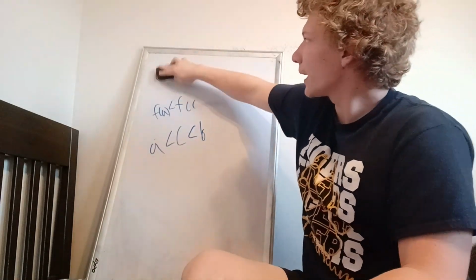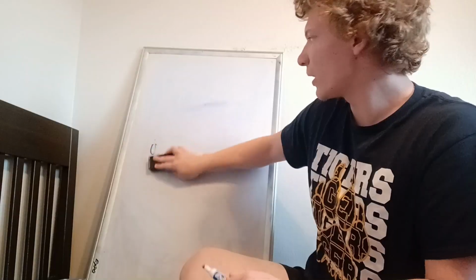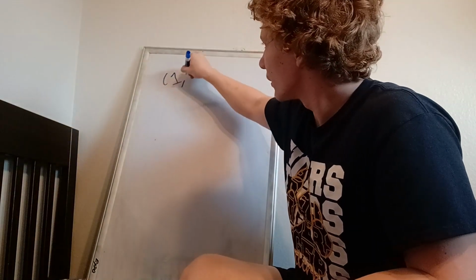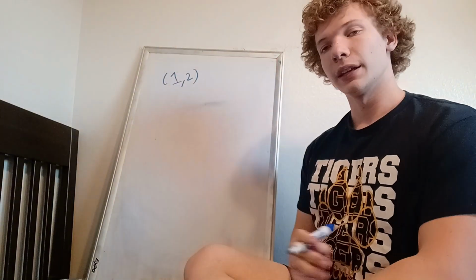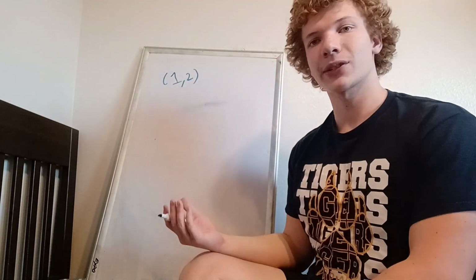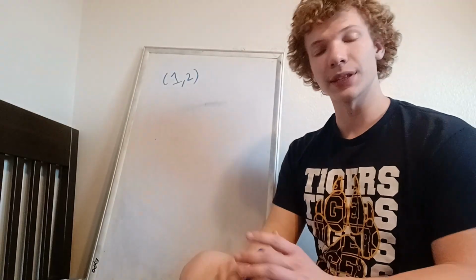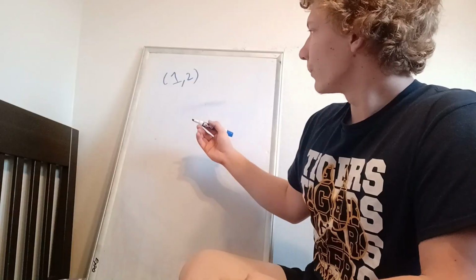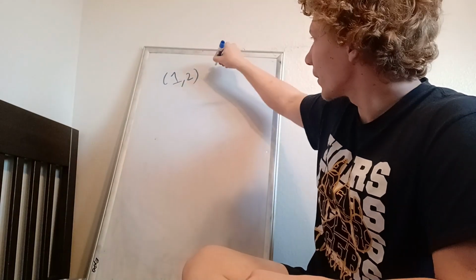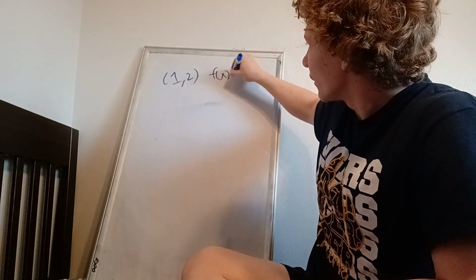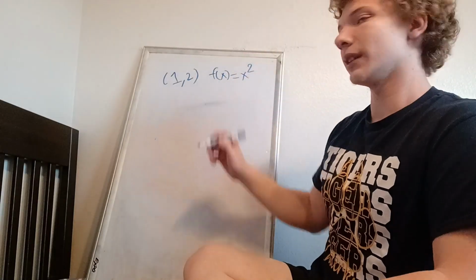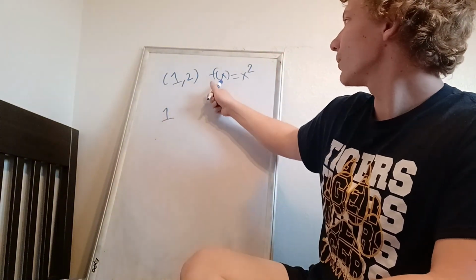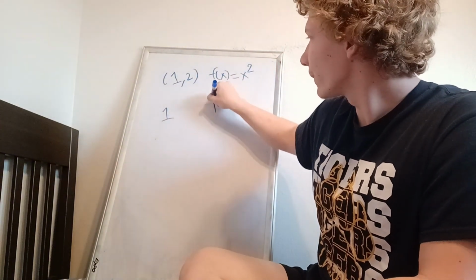Let's say our interval is 1 to 2. All right, that's easy enough. Now let's say our function is x squared. x squared is in fact continuous on the interval from 1 to 2. So we have our f of 1, which is going to be 1, right? I'll write that down. f of x equals x squared. So f of 1 is 1 squared, so that's going to be 1. And then f of 2 is going to be 2 squared, which is 4.